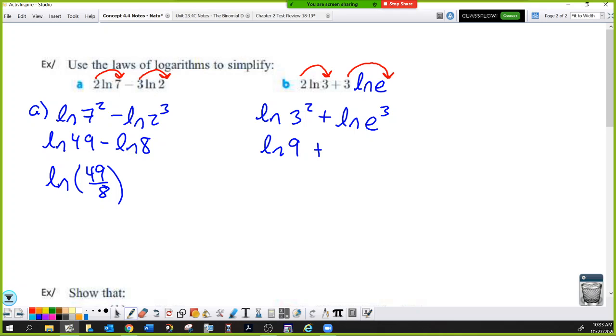Of course, 3 squared is 9. E cubed is e cubed. Can't do anything with it. And the sum of 2 logarithms with the same base is going to give you a product in the argument.